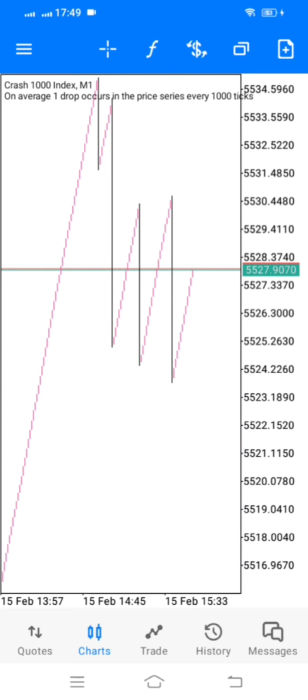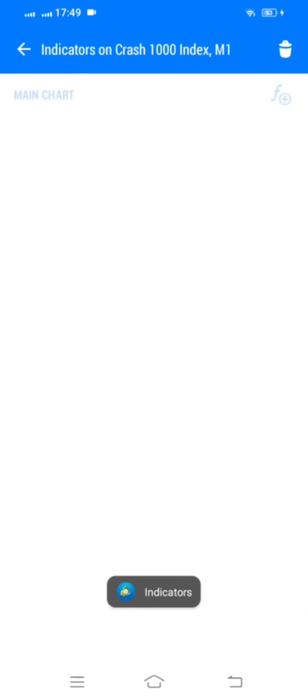So the first thing we're going to do is add our indicators. As usual, we click on this little F icon over here, in order for us to load indicators onto our chart on MT5 on our mobile phone. We're going to click on the F plus icon over here.